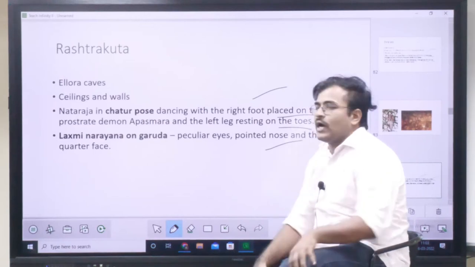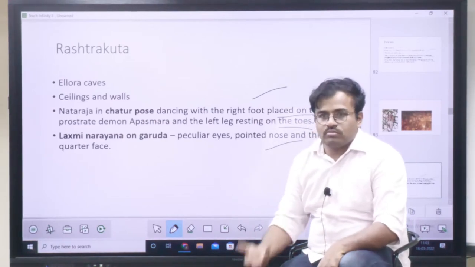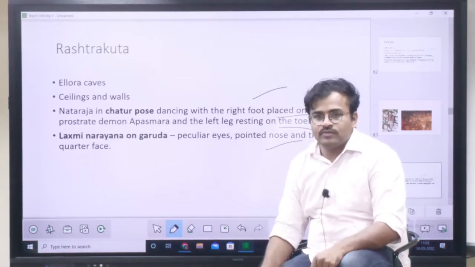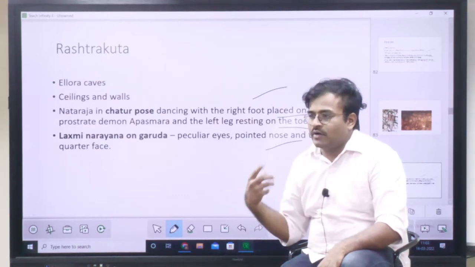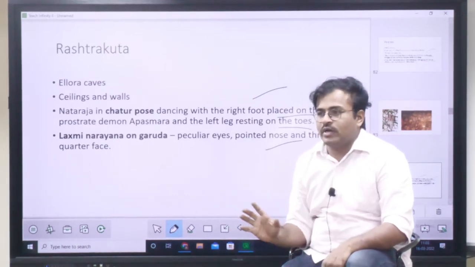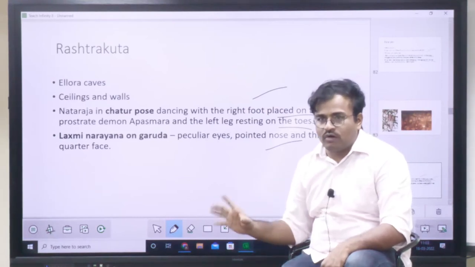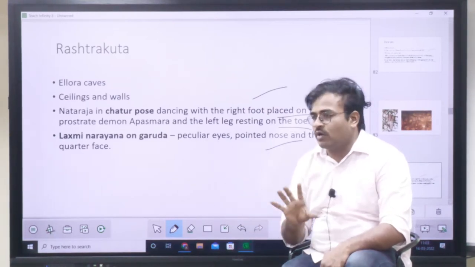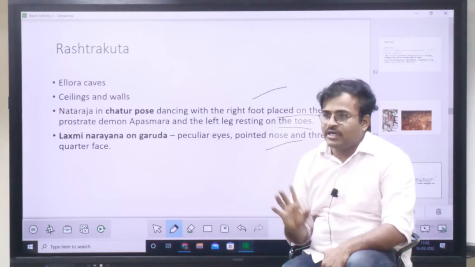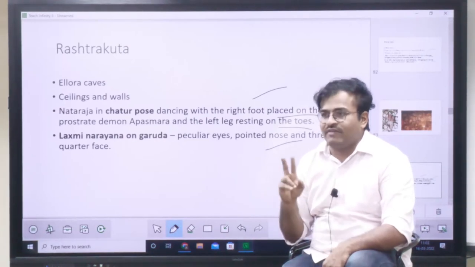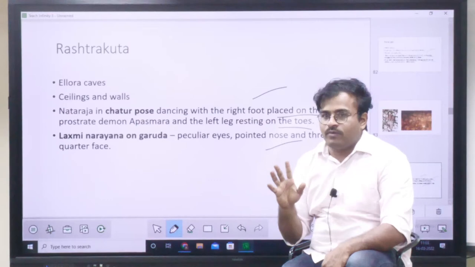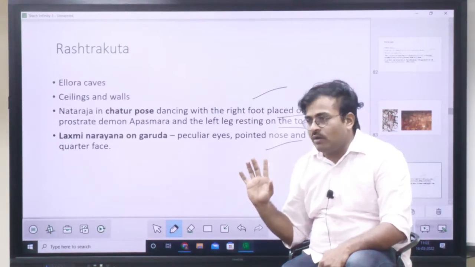So Shiva Nataraja is shown in this pose, and Lakshmi Narayana is shown on Garuda. You know, the vehicle of Lord Vishnu is Garuda. So Lakshmi Narayana on Garuda is one more image which is present at Ellora. These images are so faded away that I could not find a proper image, so I did not include any image here. But remember that in Ellora, Shaivite and Vaishnavite themes, both of them are drawn on the Ellora walls.